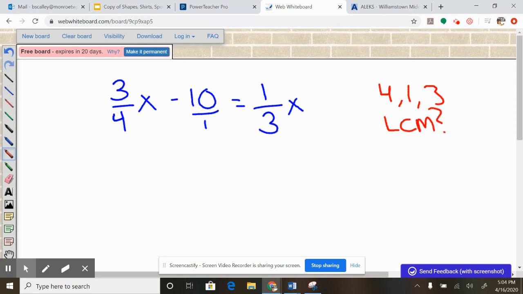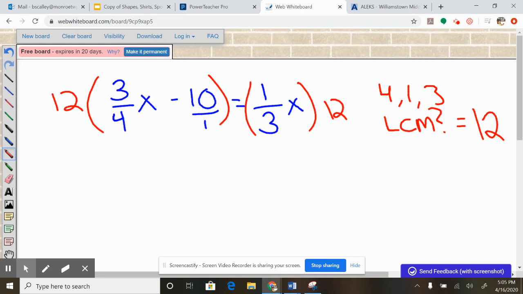4, 1, and 3, if you think about it, 1 goes into everything. Least common multiple of 3 and 4 would be 12. So what I want to do is go into my equation and multiply both sides by 12. Since I'm doing it to both sides, the equation would still be equal.